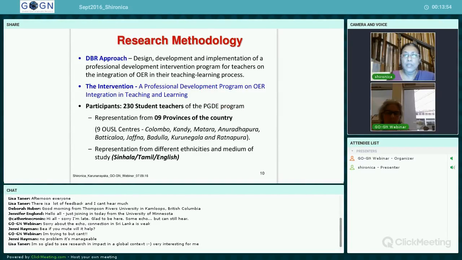So that's what we did in our methodology using the DBR approach. We designed an intervention, which is a professional development program on OER integration. For this purpose, we selected 230 student teachers of our postgraduate diploma in education program. They were from all over the country, representing the 9 provinces, and also representing the different ethnicities and medium of study. In Sri Lanka's school system, children are taught mainly in two languages, Sinhala and Tamil. In addition to that, English is also used. But mainly Sinhala and Tamil are the two national languages being used.